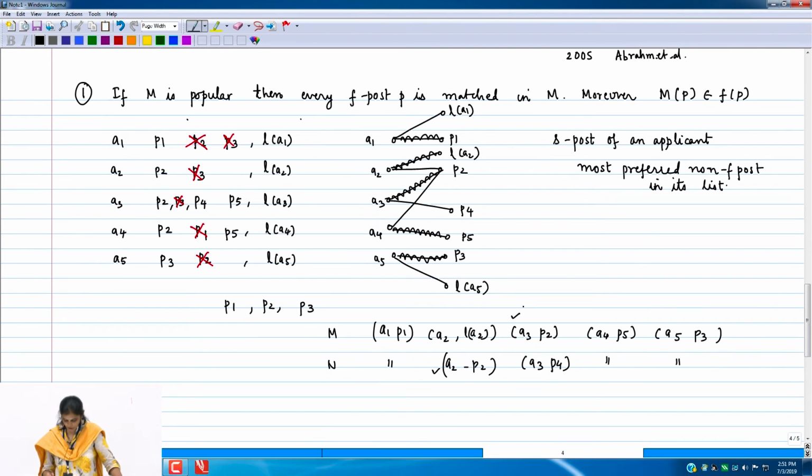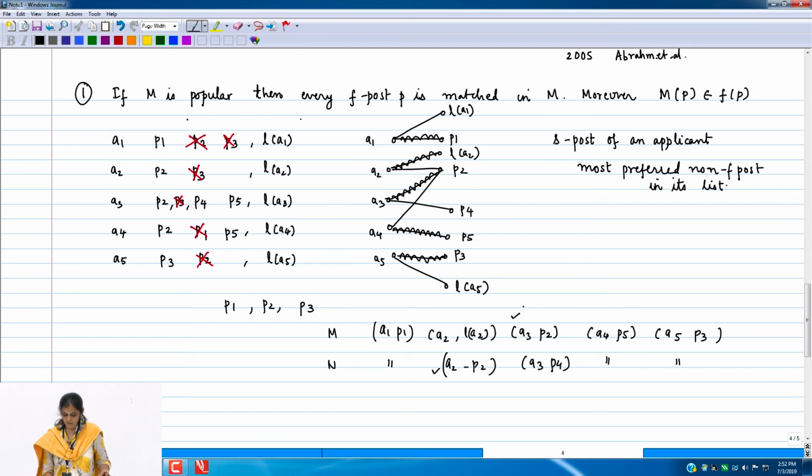But one more thing we should observe is, what is the true size of this matching M? How many edges are there truly in this matching M? 4, because A2, L of A2 is really a dummy edge. We are just doing it for the sake of our convenience. That's not a true edge. So whenever you match an applicant to its last resort post, that is a dummy match, and therefore you should not treat it as a true match.